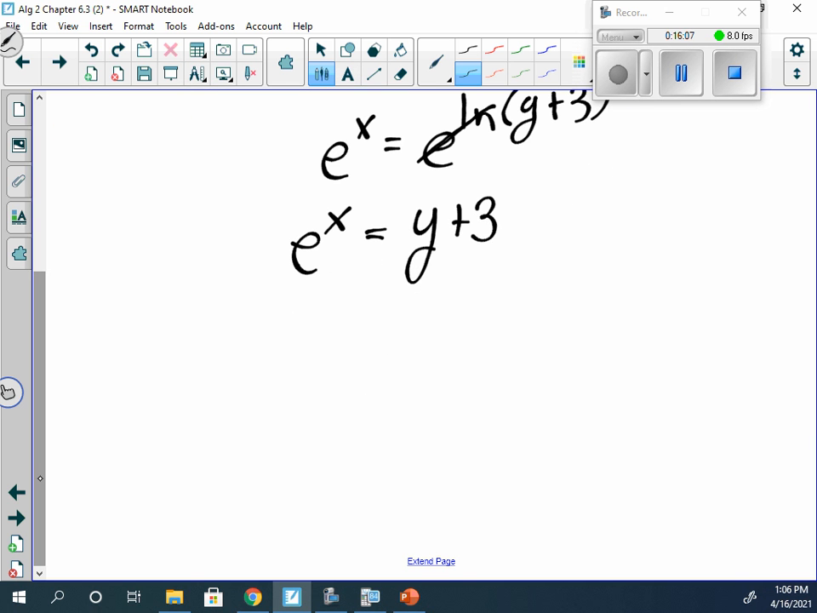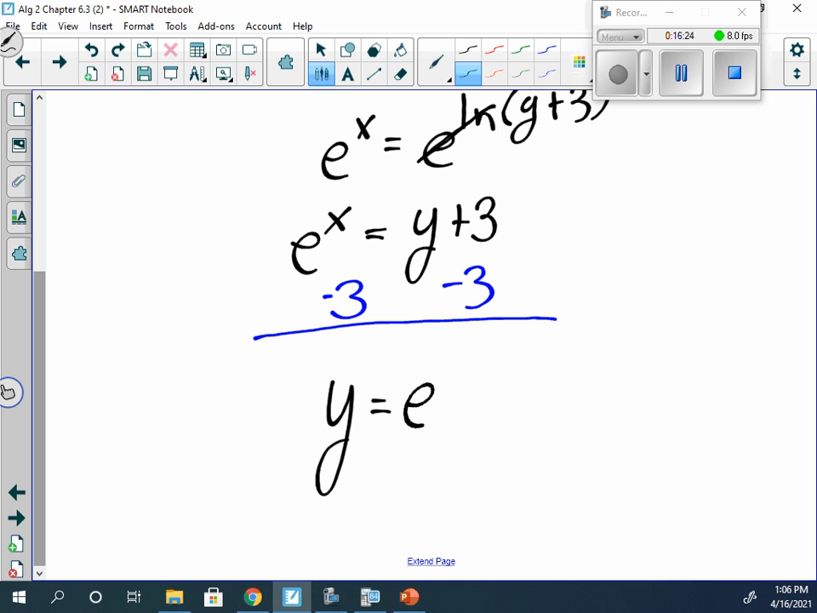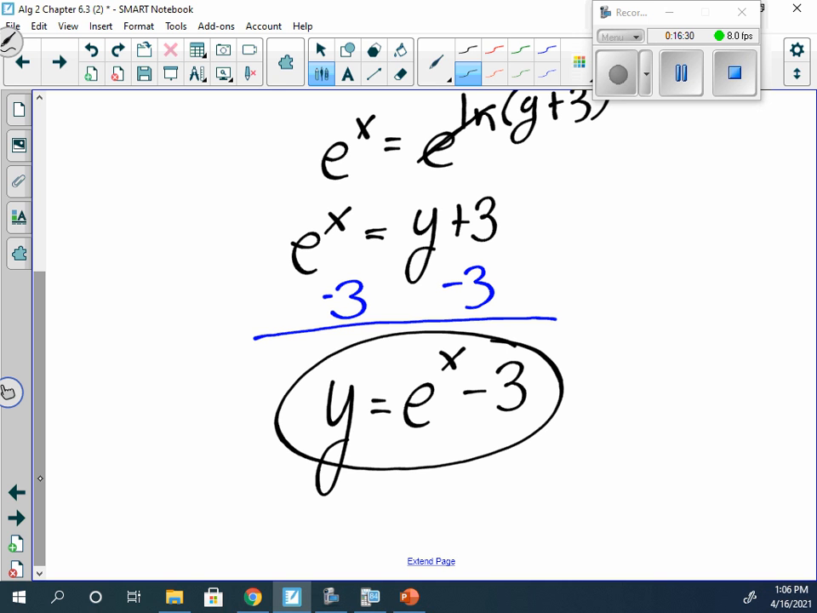Now we're almost done getting y by itself. The last thing we need to do is what? You subtract 3 from both sides, telling us y is equal to e to the x minus 3. And that would be our answer here. Any questions on this here?